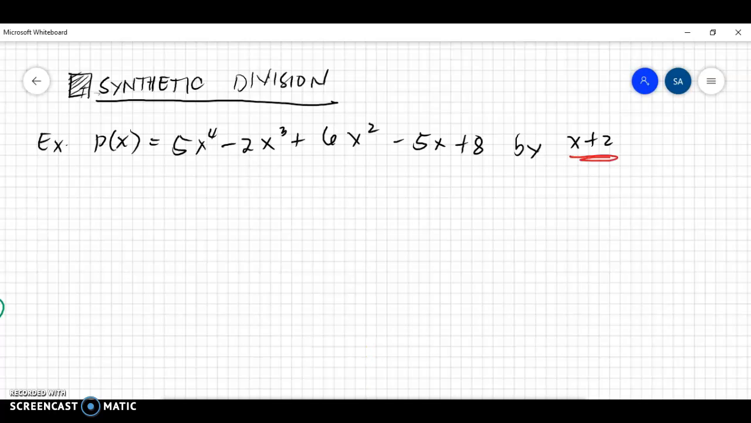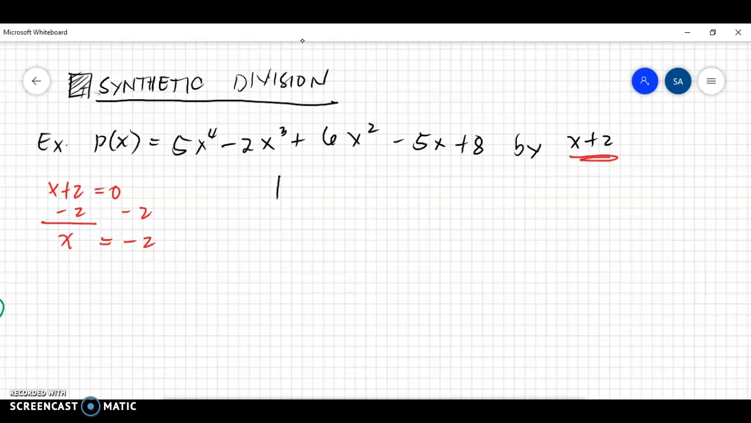Okay, so we are going to equate now x plus 2 into 0. So, kailangan maiwan si x ito. So, minus 2 on both sides. So, that is x is equal to negative 2. Therefore, we're going to divide 5x raised to 4 minus 2x cubed plus 6x squared minus 5x plus 8 by negative 2. Okay? So the value of r is negative 2. So let's do now the synthetic division.